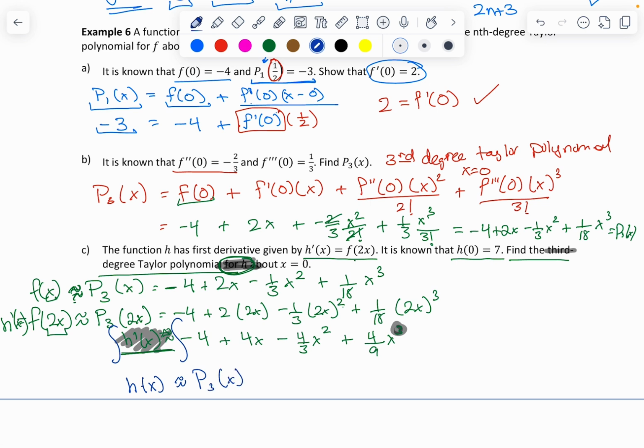The integral of -4 is -4x. The integral of 4x is 2x squared. The integral of -4/3 x squared is, add 1 to 2, and then divide by 3. So we've got -4/9 x cubed. And of course, this is an indefinite integral, so we are going to be adding c.